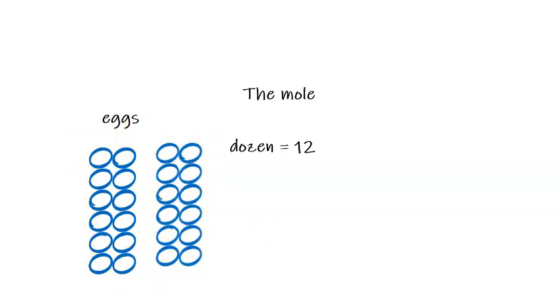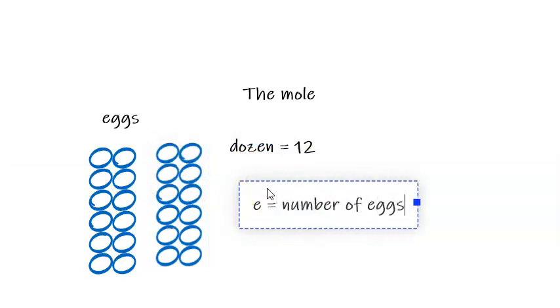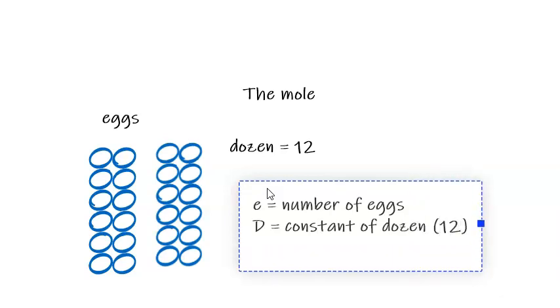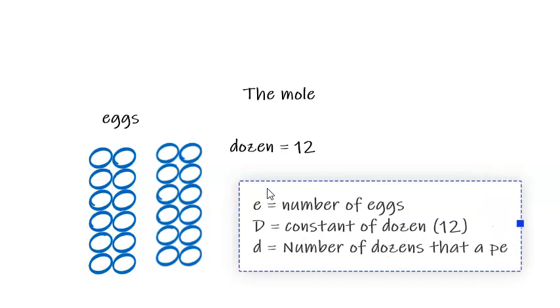To do this, we'll define a few variables. We'll say that E equals the number of eggs, so the number of eggs a person has. Let's say that capital D is the constant of a dozen, so 12. And we will say that a lowercase d is the number of dozens that a person has, the number of dozen eggs.